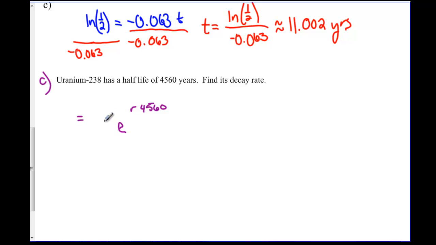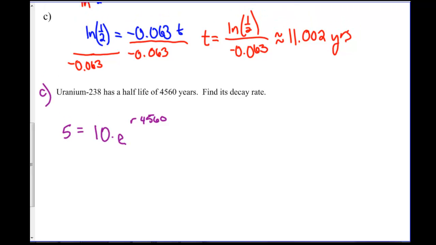And this is where I'm just suggesting you pick a number. So I'm going to pick 10. So 10 times e to the r times 4,560. If I'm worried about its half-life, the other side's going to be just a 5. All right, so we're going to divide both sides by 10. And this is where you notice, oh, okay, well, here's that 1/2 equals e to the r times 4,560.